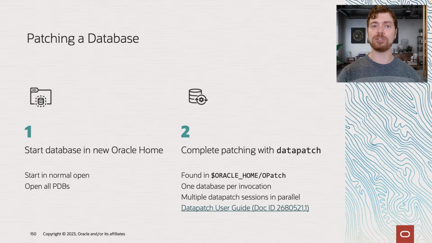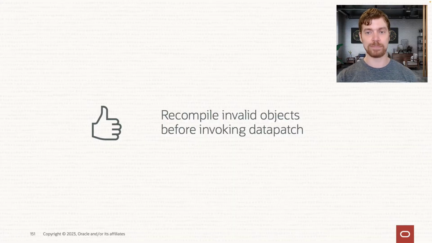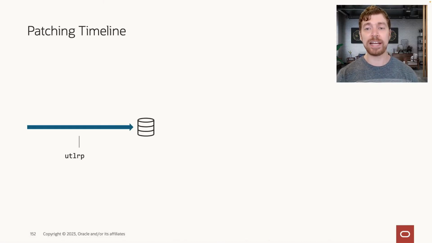Okay. So again, you start the database in this new Oracle home, and also you open all the PDBs, and finally you call the Datapatch utility that is inside Oracle home/opatch, and this utility will patch all your databases and PDBs. One important thing to remember is to always recompile invalid objects before you invoke Datapatch. The reason why is because then you will know if Datapatch caused any object to become invalid after you executed it. So you can know exactly the objects that became invalid because of Datapatch. Okay? So now let's see that in a patching timeline.